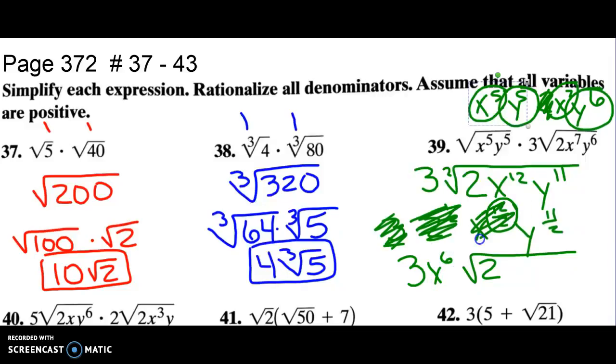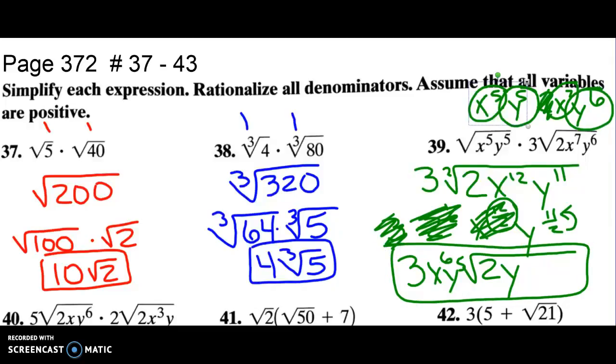And then how many times does 2 go into 11 evenly? Well, it goes in 5 times: 2, 4, 6, 8, 10. So we're going to write y to the 5th. And then 1 is going to be left over, so we're going to put a y under the radical. There you go, that's that part.